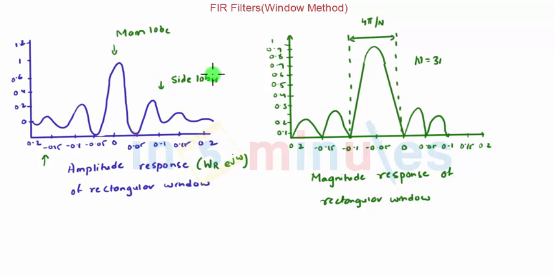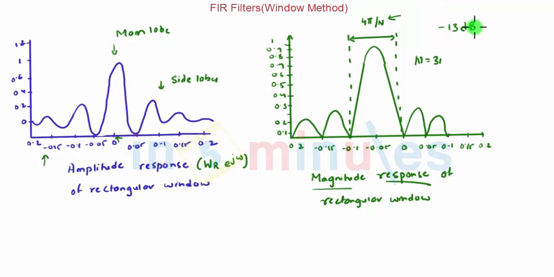Now the main lobe width is defined as the distance between the 2 points closest to omega equal to 0, that is this point where WR e raised to j omega in decibels is 0. So for the rectangular window, the main lobe width of the magnitude response should be equal to 4 pi divided by capital N. The maximum side lobe magnitude for WR e raised to j omega occurs for the first side lobe and is approximately minus 13 decibels.